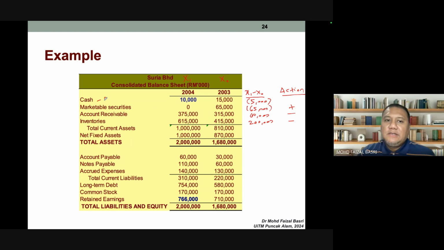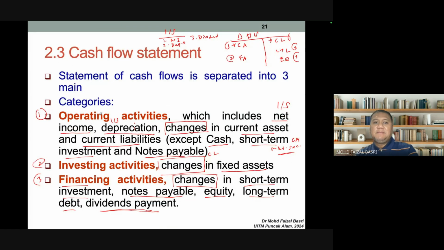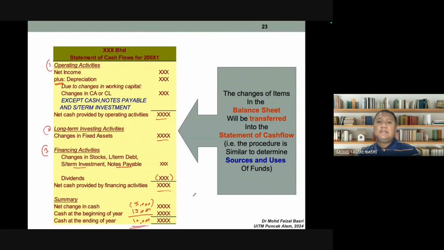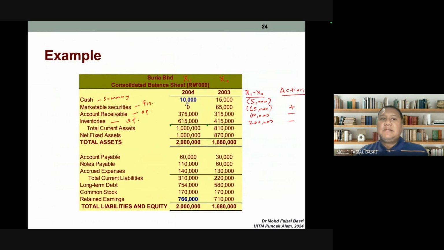Okay, here kita masuk summary. Marketable securities, kita akan masuk financing activities. Account receivable, we masuk dalam operating. Inventories masuk operating. Okay, so macam mana nak tahu yang ni? Here, I dah mention pasal categories tadi kan. And I dah letak label-label juga kat sini. With some exception, ni masuk dekat financing kan. Kat sini. Okay, so you kena recall and remember kat mana nak masukkan.